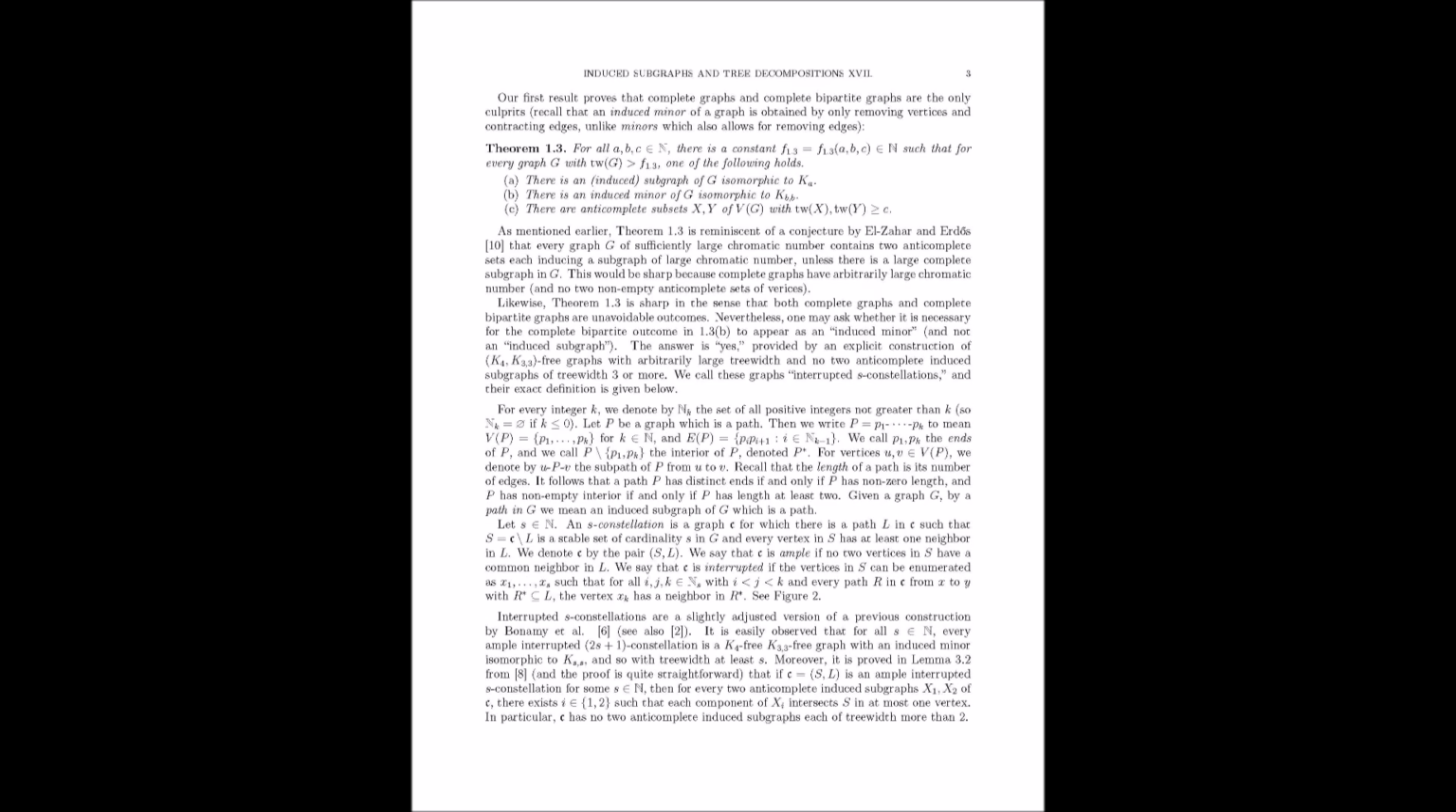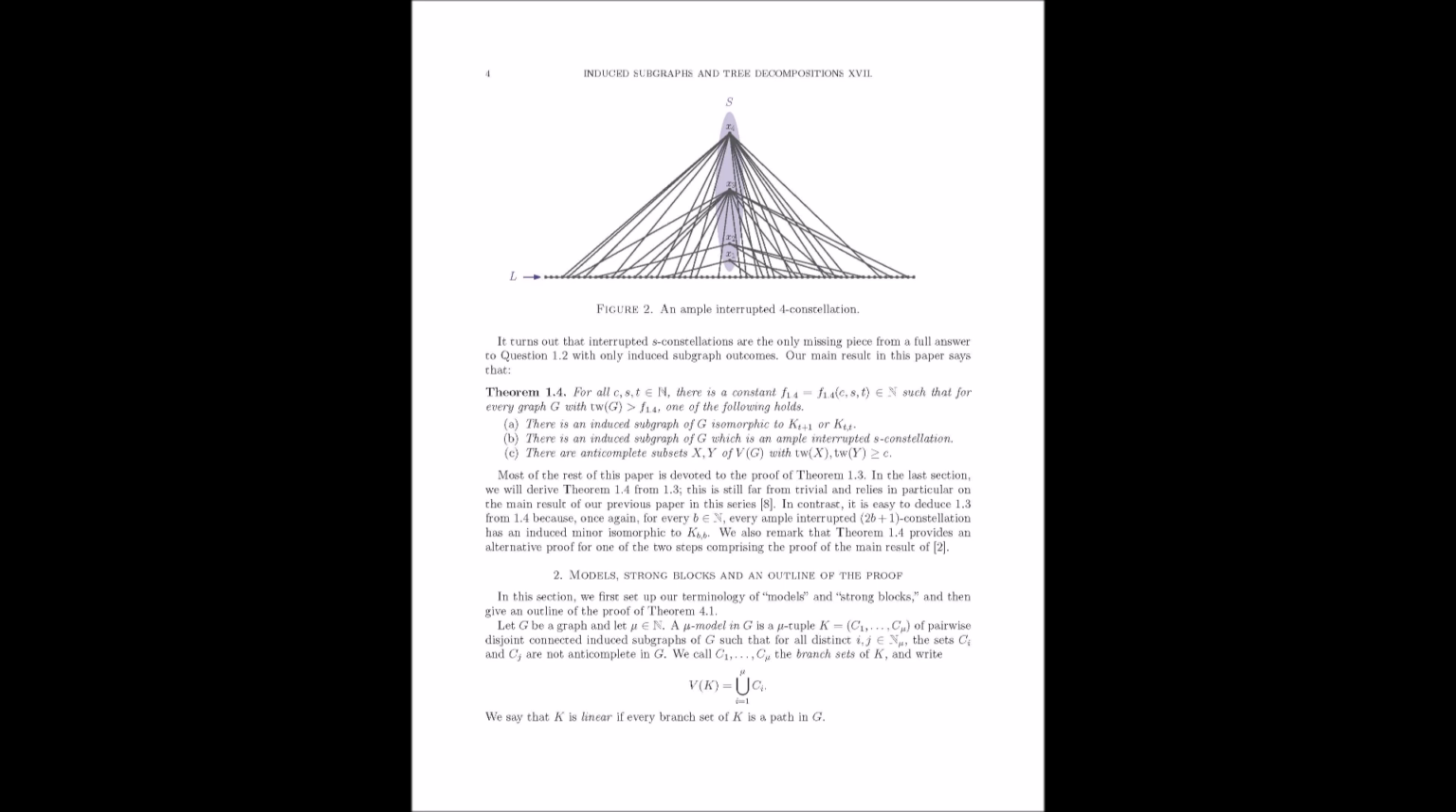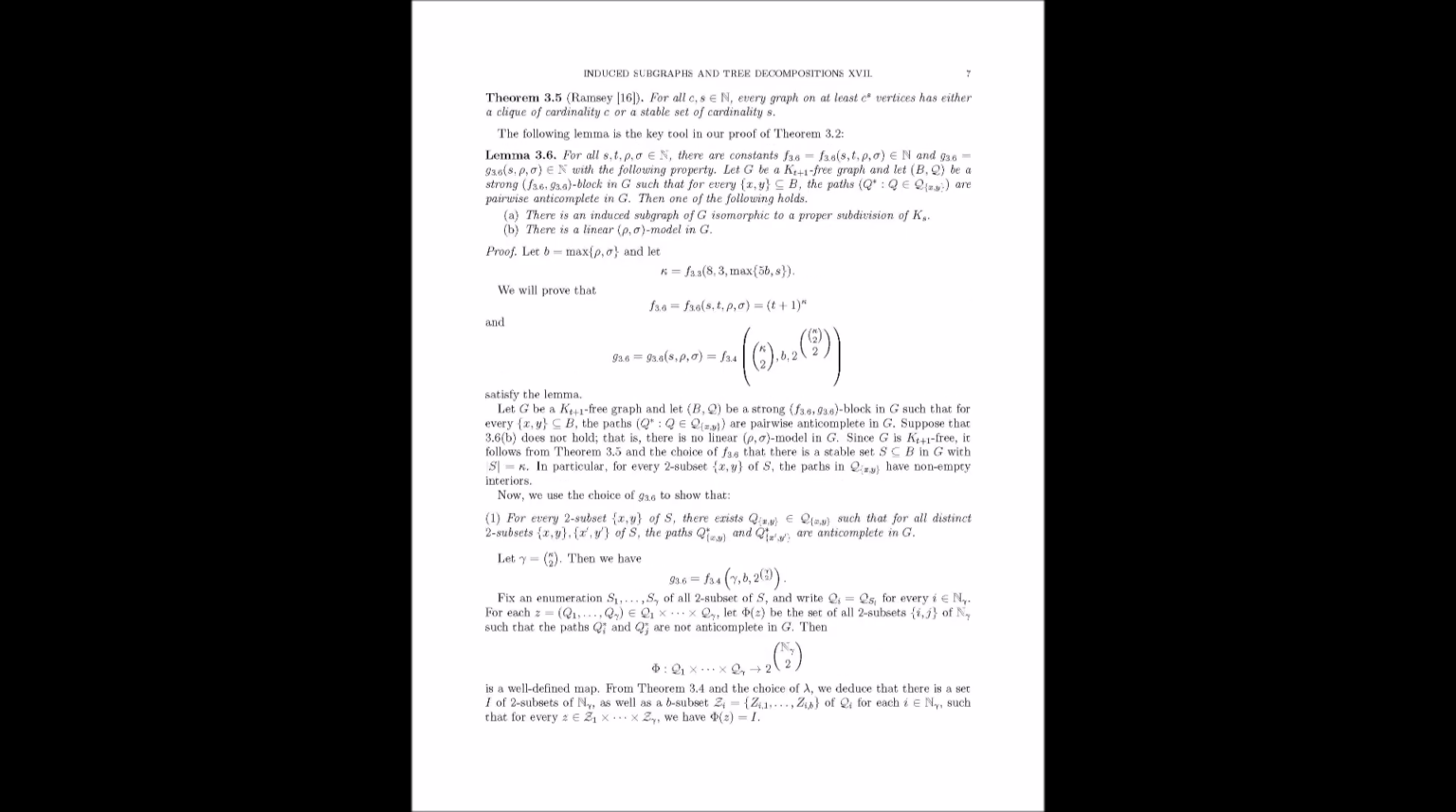After that deep dive into lemmas and models, we're ready to tackle the proof of theorem 1.4. It all comes together beautifully. Remember, this theorem gives us that definitive answer to our question. When can we be absolutely sure that a graph with high tree width has those two large, complex, anti-complete sets? Right, those hidden pockets of complexity we've been talking about. Exactly. So the proof starts by assuming we have a graph that meets all the criteria. Large tree width, avoids being a complete graph, complete bipartite graph, or one of those sneaky interrupted constellations.